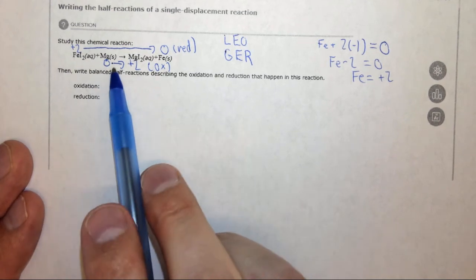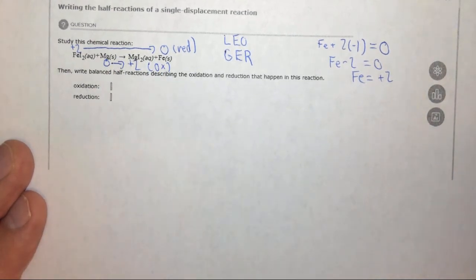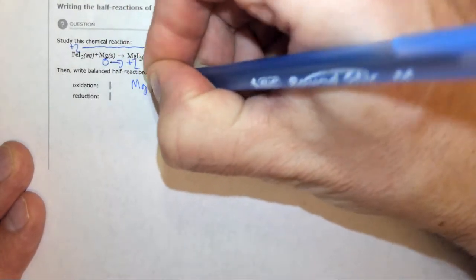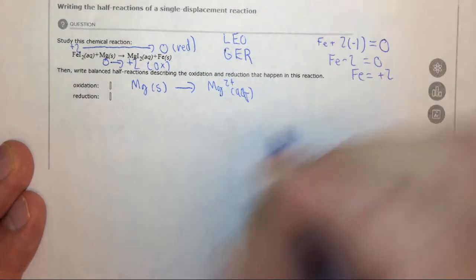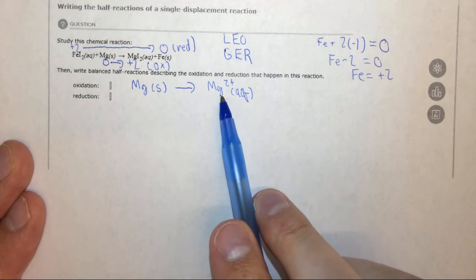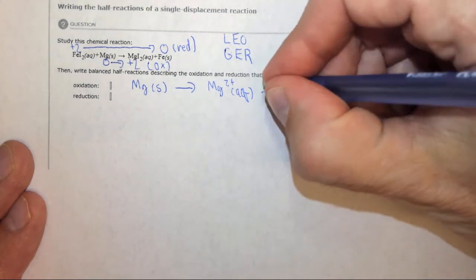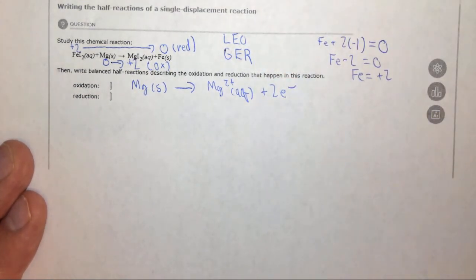And notice that unlike the previous example, we are given states of matter here, so we want to continue to include those. So we have magnesium solid forms magnesium 2+ aqueous. Well, if you go from magnesium to magnesium 2+, you have to lose 2 electrons. So we're going to put those in there, plus 2 electrons.